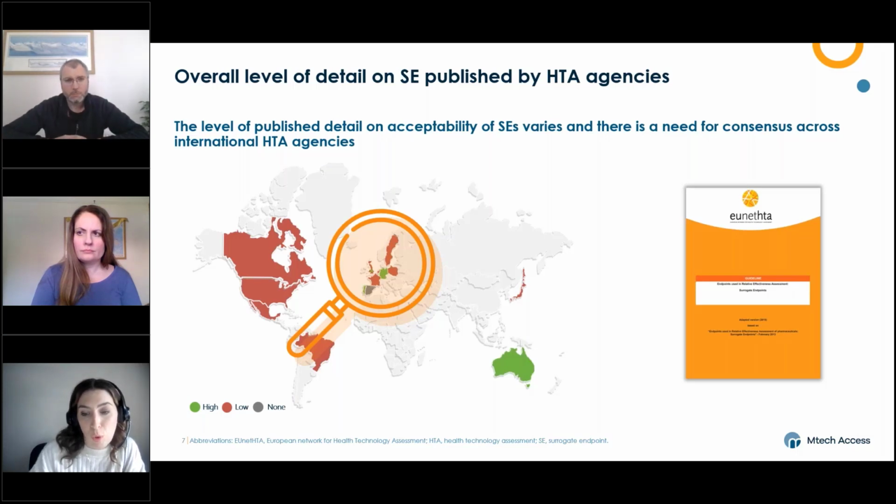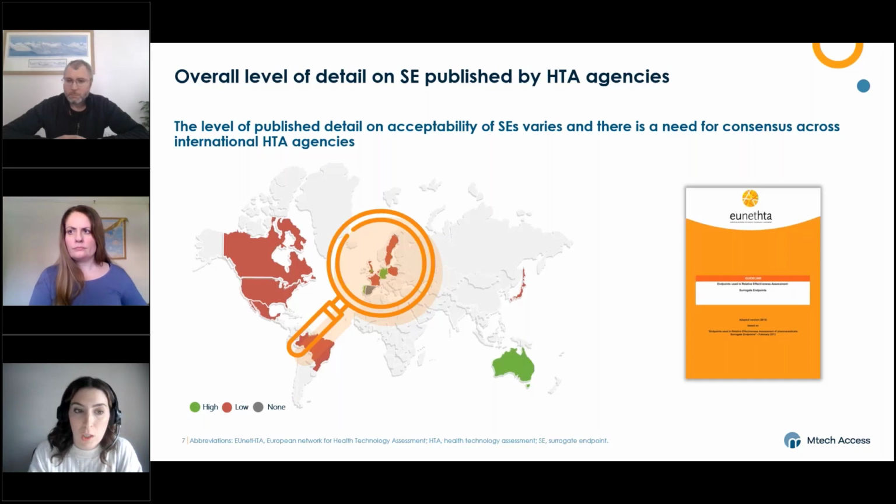A current example of consensus across HTA agencies is EUnetHTA in Europe, which published guidelines in 2015 on the handling of surrogate endpoints, representing a consolidated view of recommendations from experts across Europe. And these do appear to have been adopted by many European countries. However, they're not consistently applied. Okay, and now I'll hand over to Callum to tell you about how surrogate endpoint validation is performed.